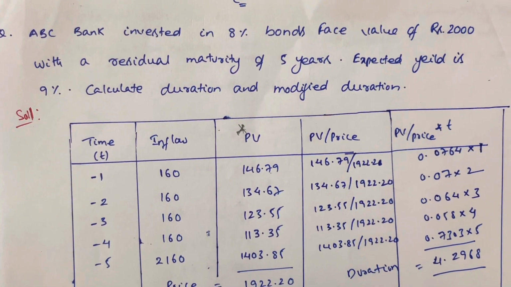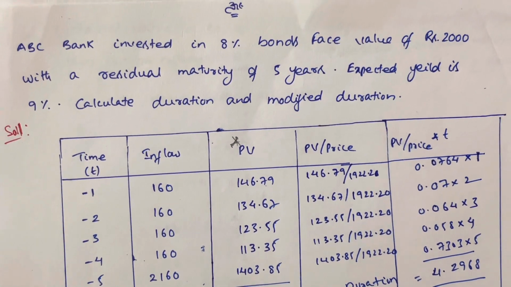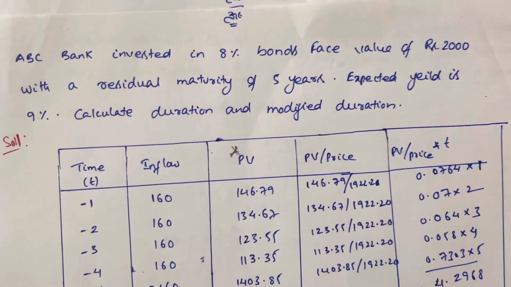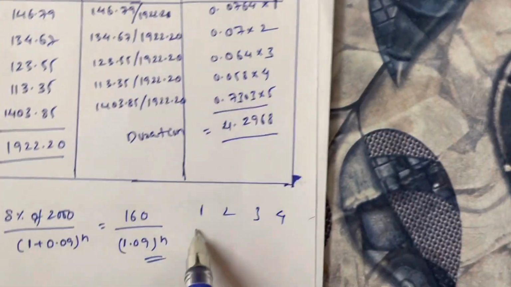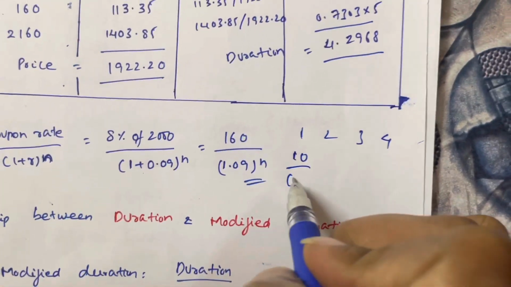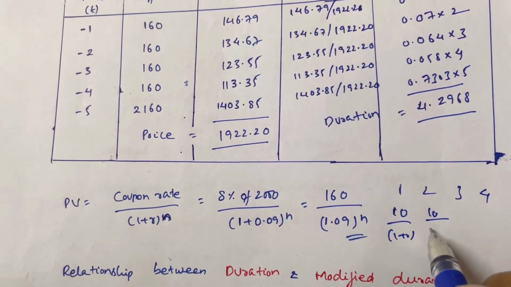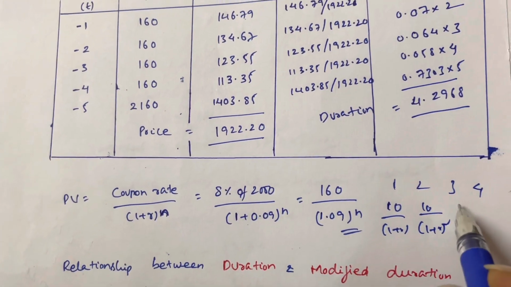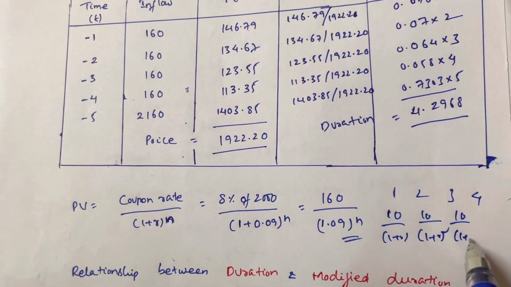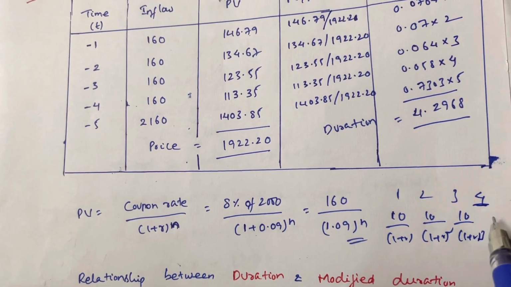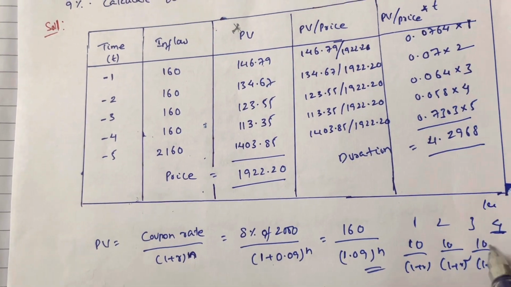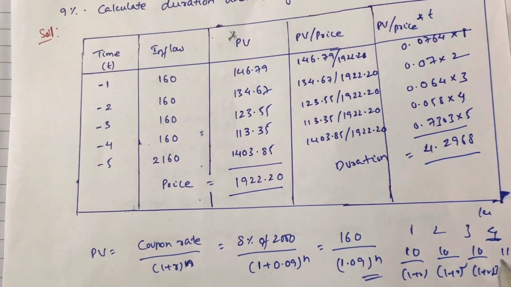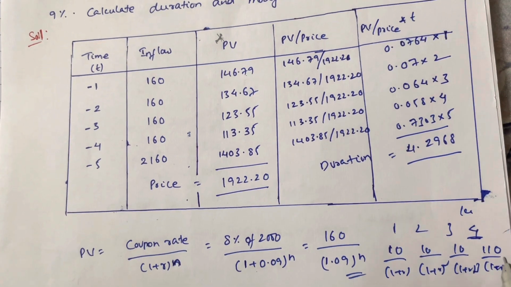So how will we calculate present value? Already we know that if it is, say, 4 years, 1, 2, 3, 4, and the interest is some 10, then it is 10 by 1 plus r, for the second year 10 by 1 plus r whole square, for third year 10 by 1 plus r whole cube, but for the final year it is principal plus interest, that is, if it is given 100 rupees, so 100 plus 10 is 110 by 1 plus r whole power 4.